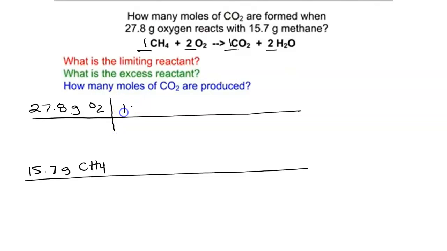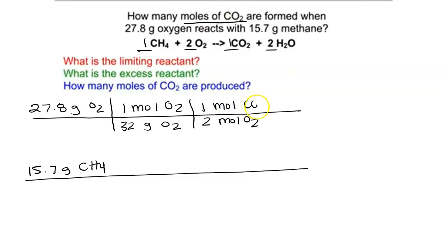First, I'm going to turn my grams of the oxygen into moles of oxygen. There's 2 of them, so 32 grams. Next, I'll look at my mole ratio. There's 2 moles of oxygen and we're trying to figure out how many moles of CO2 that is. So from the balanced reaction, 1 mole of CO2. I don't need to turn this into grams because the question is just asking about moles.